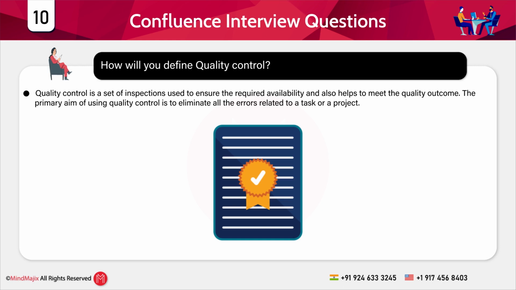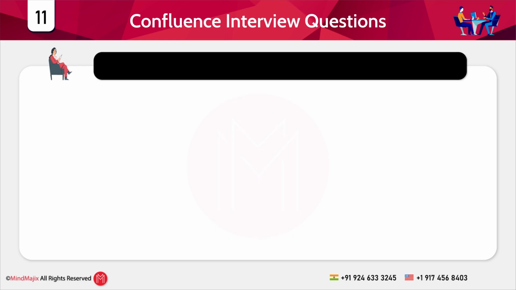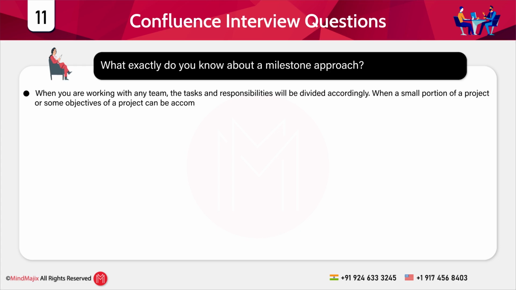And if you use that term elimination, that can give an impact to the interviewer that he or she knows what Agile is. So please use that as well. Now, coming back to question number 11, which is what exactly do you know about milestone approach? So milestone is like a target in Agile. So the answer should be in a similar way.